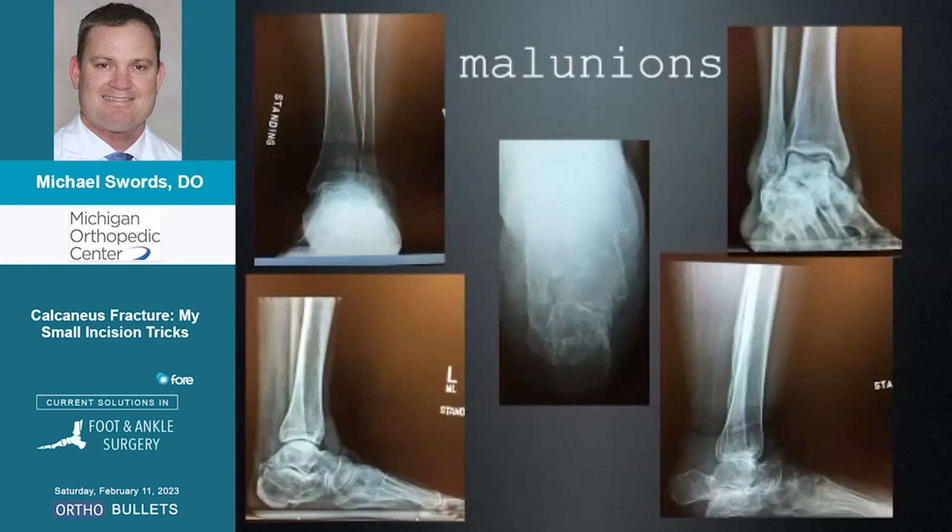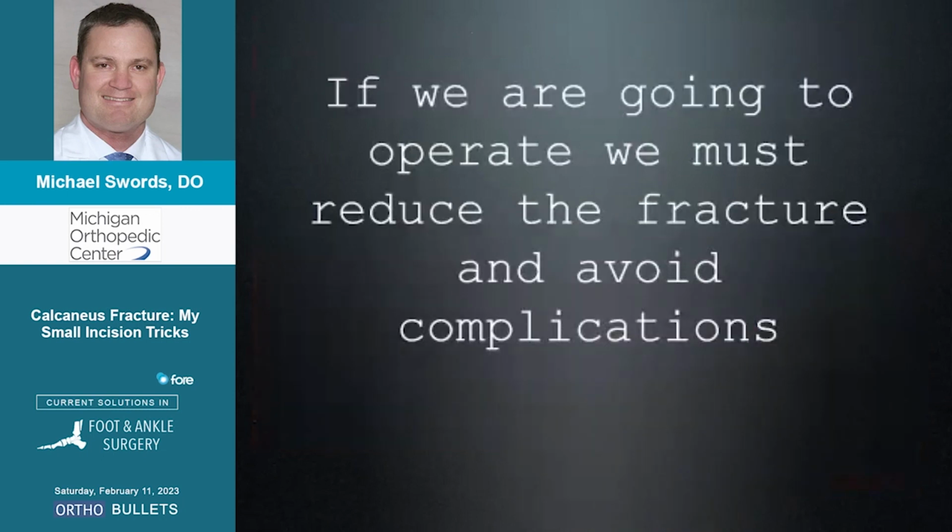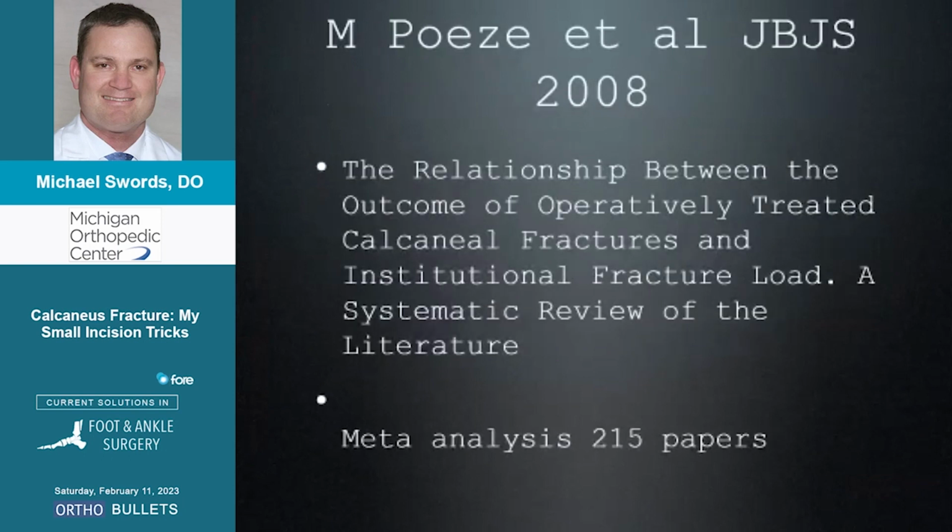This is an example of a variety of calcaneus malunions from my practice. These are the worst ones. These are the ones that someone operated on, didn't reduce it, and it's infected. So if you're going to operate, you want to do it correctly, and you want to reduce the fracture, and you want to do it in a manner that will hopefully avoid complications.